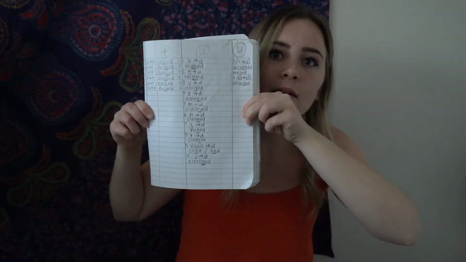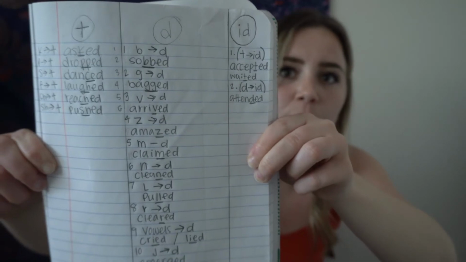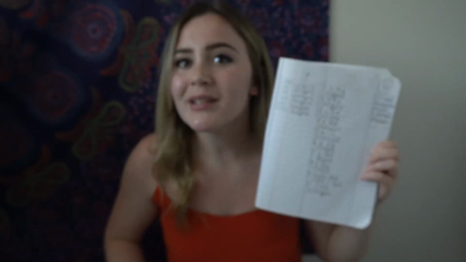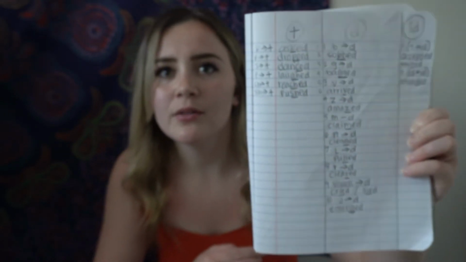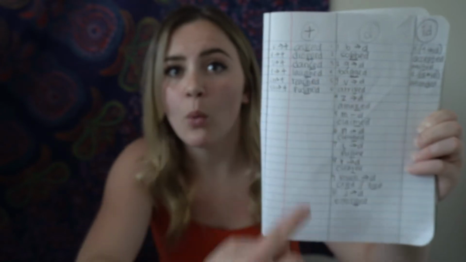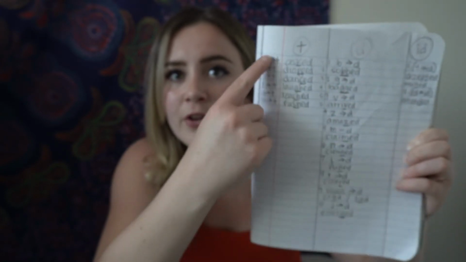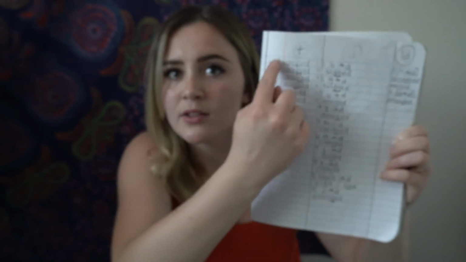But in order to do so, I'm gonna show you a little piece of paper that I made that is not fancy whatsoever, but will totally make sense, okay? So this piece of paper is a list. I know it's kind of far away, but I'm gonna go through it so you know what I'm talking about. There are 3 columns, 1, 2, 3. In the first one, we have T, D, ID, okay? So 3 columns for each sound, all right?